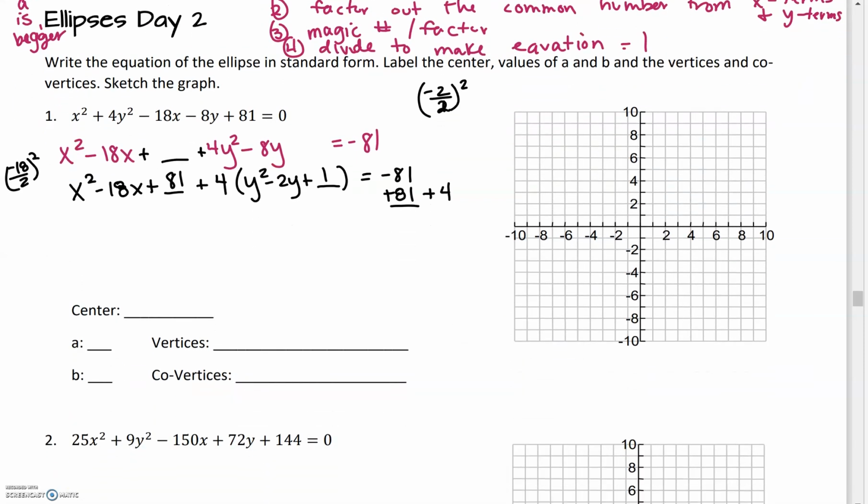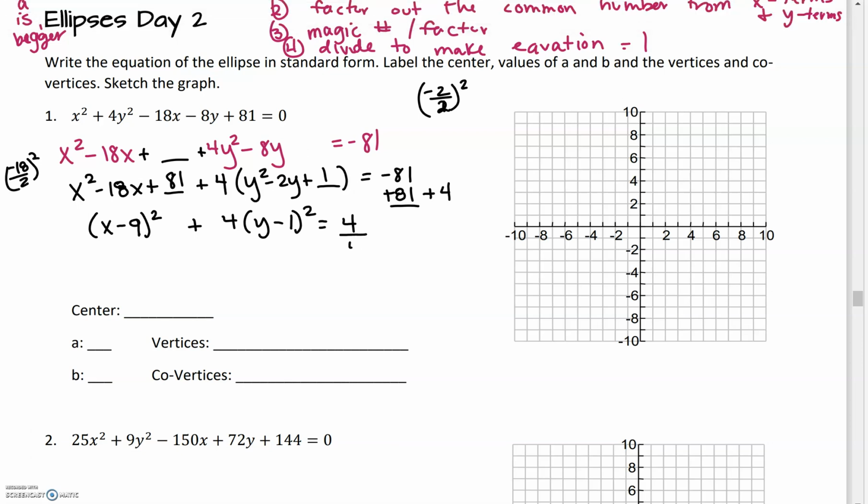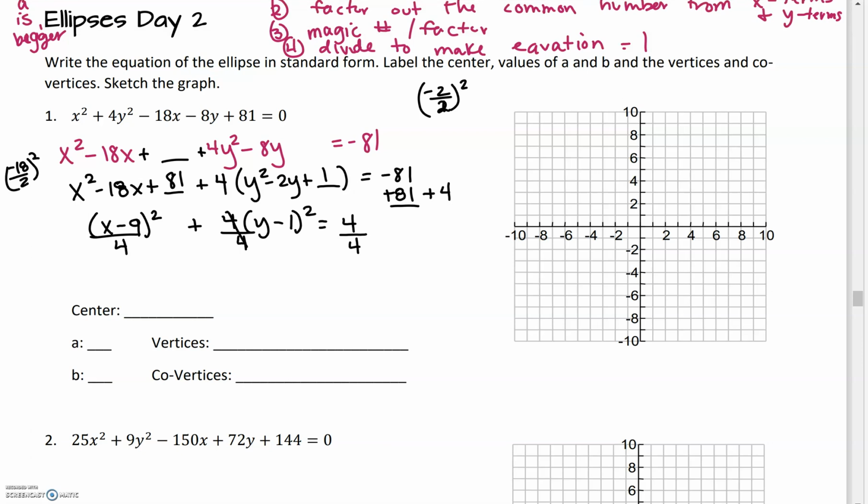Okay, so now we are going to simplify or factor. x minus 9 squared plus 4 times parenthesis y minus 1 squared is equal to 4. And then we are going to divide to make this equal to 1. So dividing that by 4, dividing that by 4, dividing this by 4. And that's going to cancel there, and this is going to create a 1. And so we wind up with this.